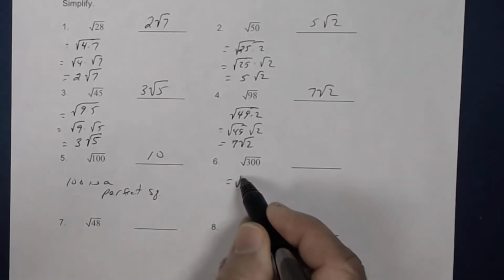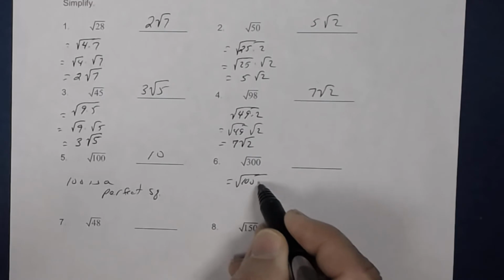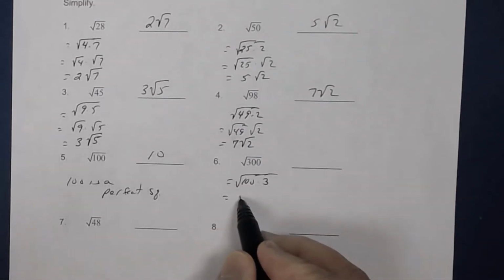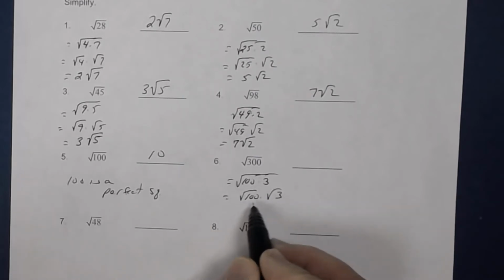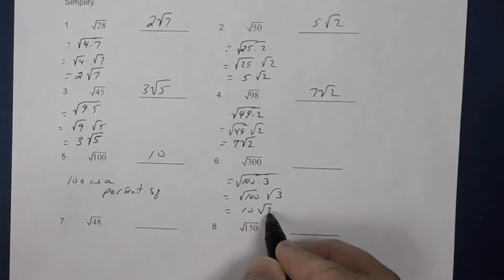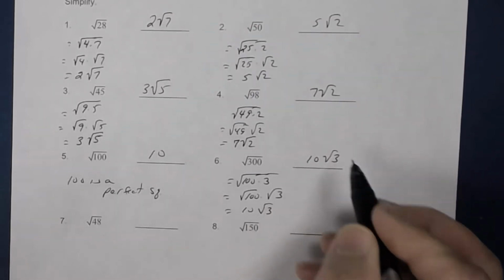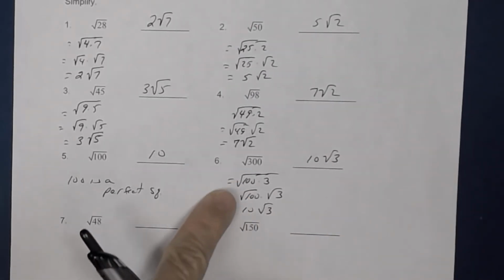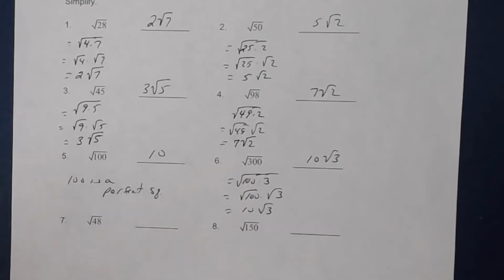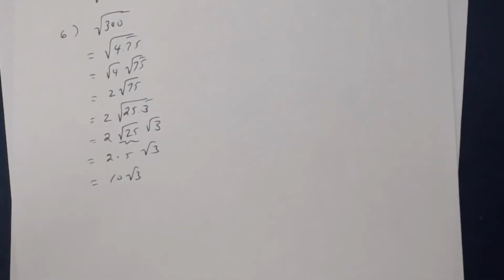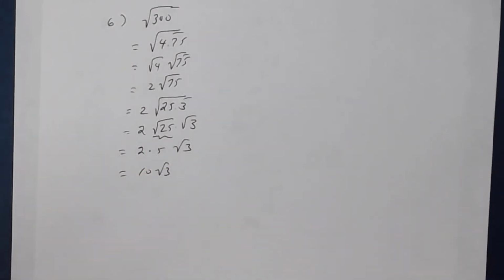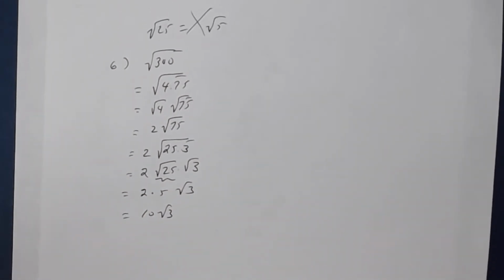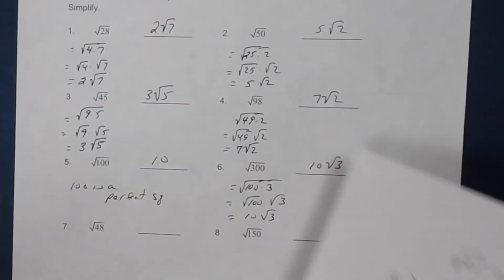So that's going to be the square root of 100 times 3. And so that becomes the square root of 100 times the square root of 3. And right away I got the answer. What's the square root of 100? 10. I cannot simplify the square root of 3, so I'm done. 10 square root of 3. So notice how many steps you did using the largest perfect square versus how many steps it took you if you did not use the largest perfect square. Okay? All right.